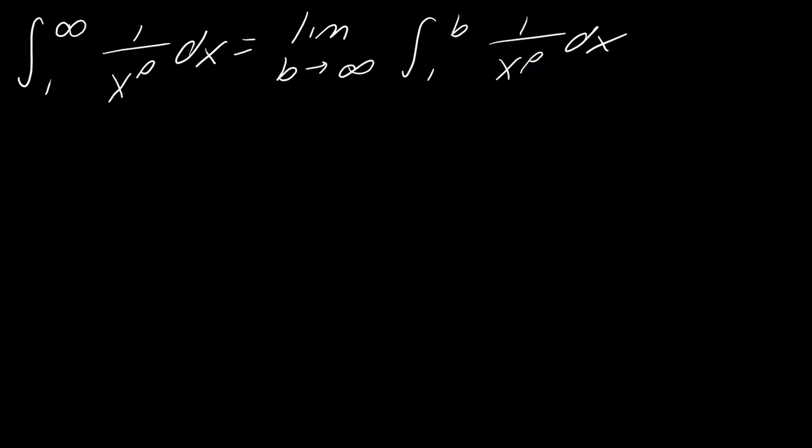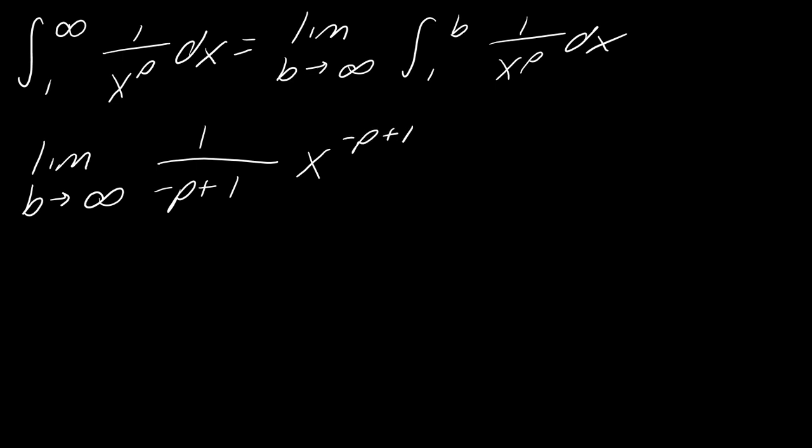So remember, this is x to the negative p. If I evaluate this, I'm ultimately going to have 1 over negative p plus 1, and then x to the negative p plus 1, and this is going to go from 1 to b. Okay, so we have a lot of letters running around here. But okay, so now I want to set up this limit.